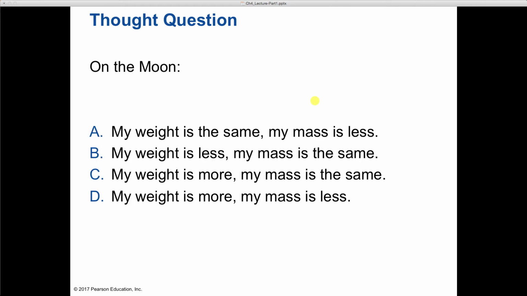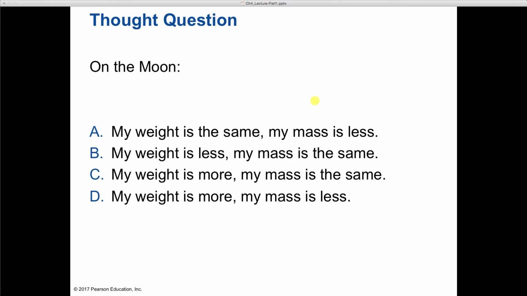So here's a question on the moon. What do you think your weight is going to do? Or your mass? Weight is the same, your mass is less. Your weight is less, your mass is the same. Your weight is bigger, your mass is the same. Or your weight is bigger and your mass is less. So which one do you think it is?